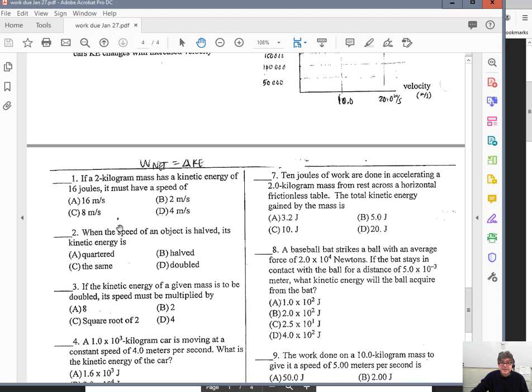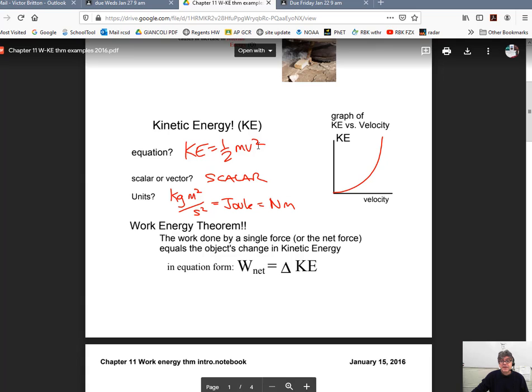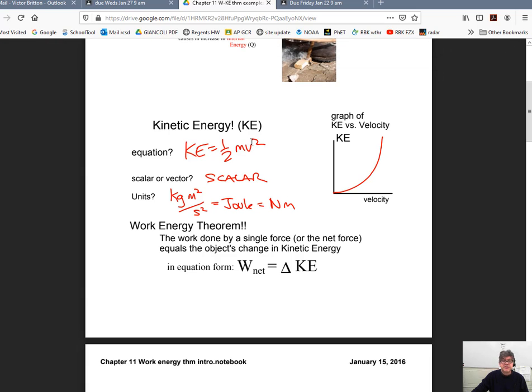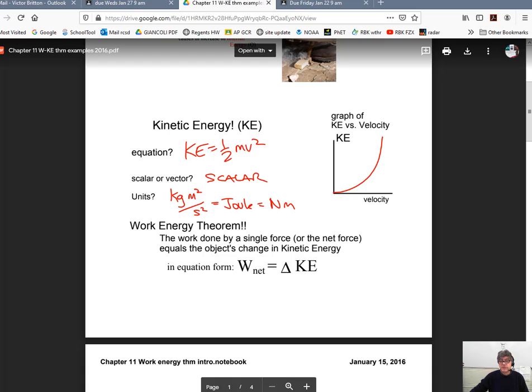Let's see. Two and three are pretty tricky. If you cut the speed in half, because of the new equation, if you change it, the square acts on it. So if you cut the velocity in half and you square a half, what's a half squared? Half times a half is a quarter, right? So the kinetic energy doesn't just get cut in half; it actually goes down quadratically, which is a little bit less intuitive. Where was I?